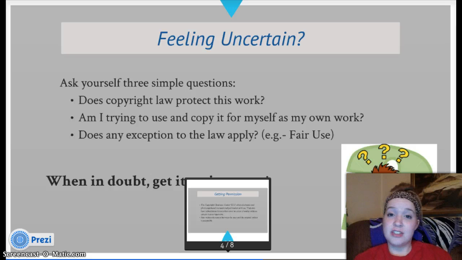So, if you're feeling uncertain about something, there are 3 simple questions that you can ask yourself. Does copyright law protect this work? Am I trying to use and copy it for myself as my own work? And does any exception to the law apply, being fair use?